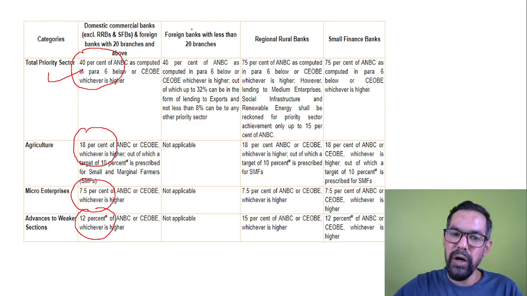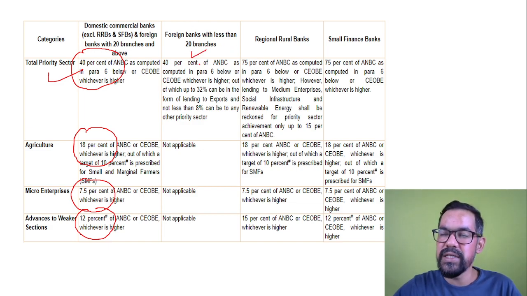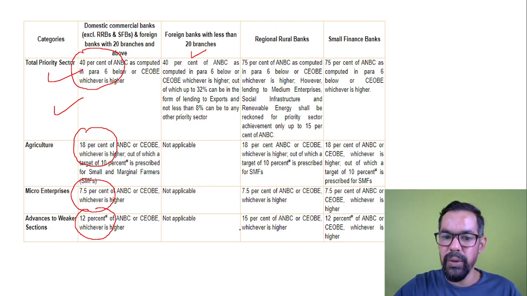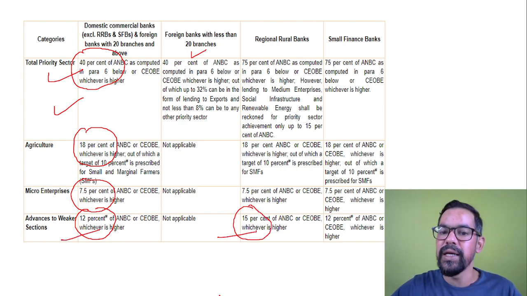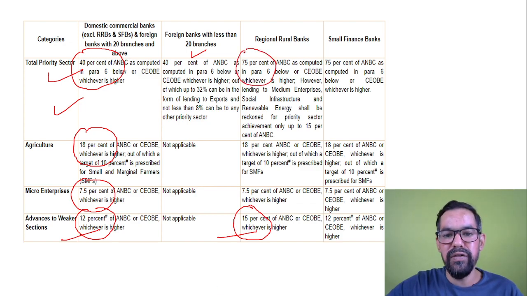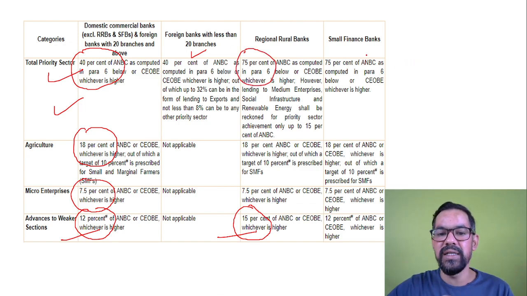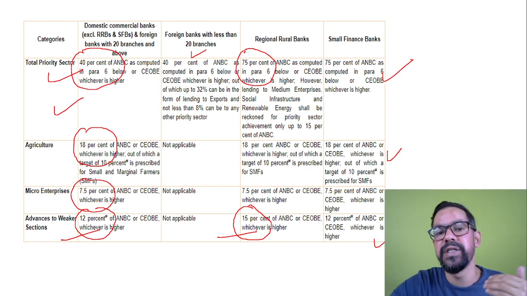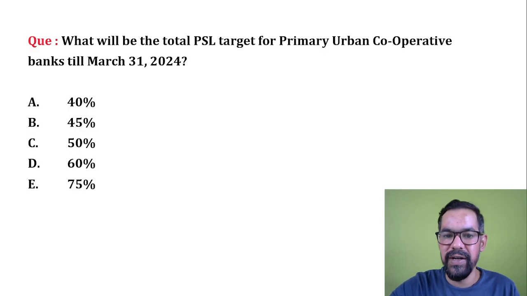If you talk about foreign banks with less than 20 branches, this was the guideline. Now every bank has more than 20 branches. Regional rural banks are a different case. In case of weaker section, they have to lend 15%. So here it is 12% and here it is 15%. The remaining is the same, and the overall target is 75%. For small finance banks, that is 75%, then 18%, 7.5% and 12%. So these are the guidelines given by RBI to different categories of banks.